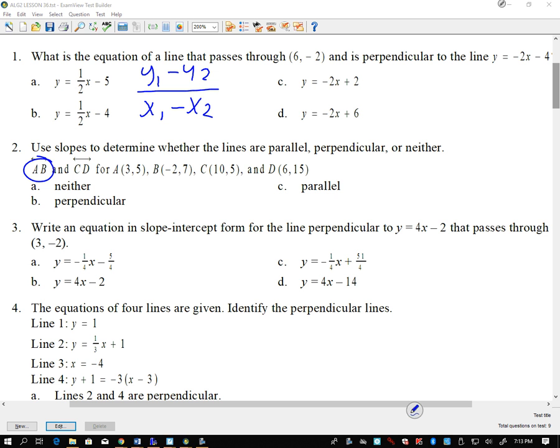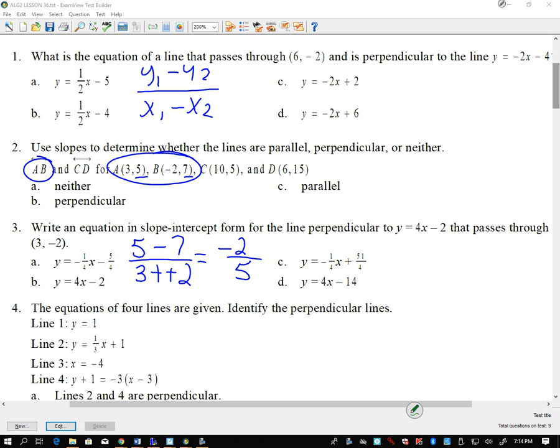All right, so AB. Okay. So y1, let's do 5 minus 7 over 3 minus negative 2. Okay, 5 minus 7 is negative 2. That's going to be plus, so I get negative 2/5. So AB has a slope of negative 2/5.